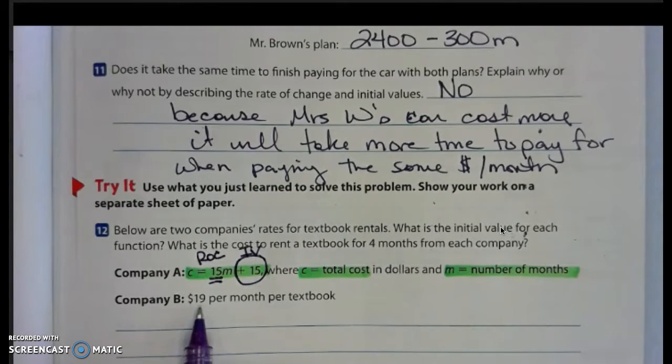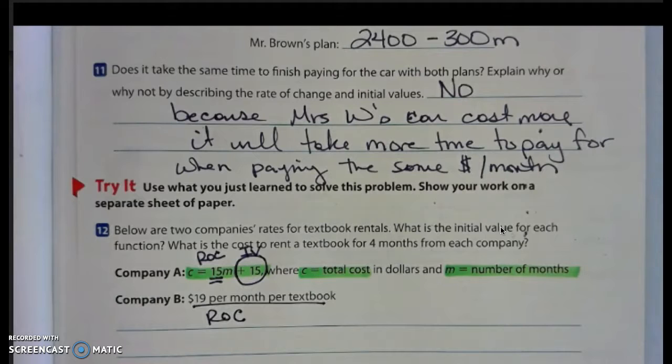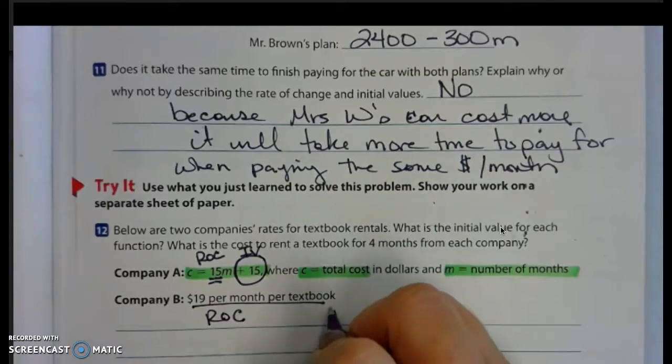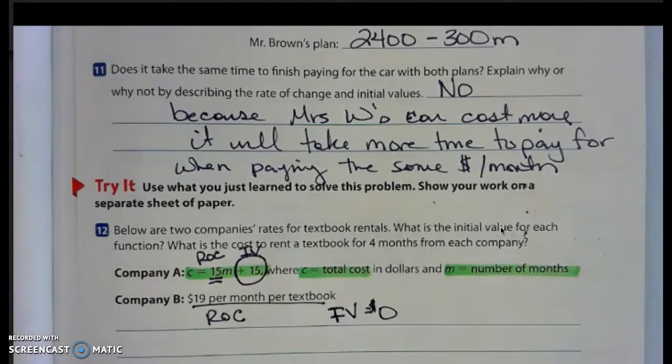Company B charges $19 per month per textbook. Now, they're charging a flat rate, but it's happening every month, which means it's repeating, which means that this is a rate of change. Okay, $19 per month is a rate of change. Now, if they aren't charging a fee, then that means that the initial value is 0. Okay, they're charging $0 up front. They're just going to charge $19 per month.